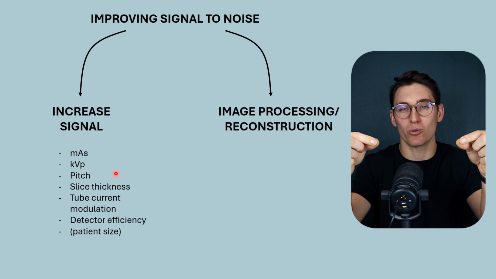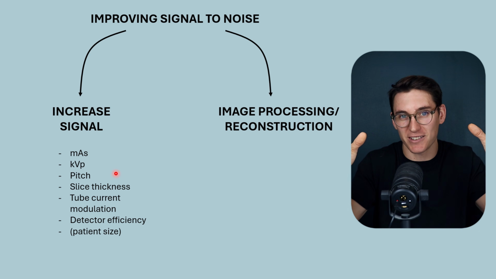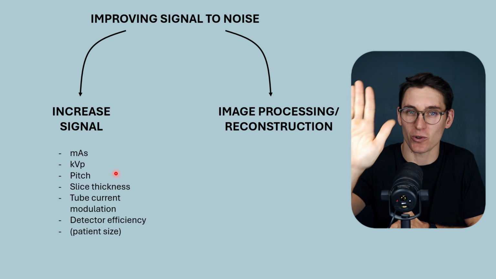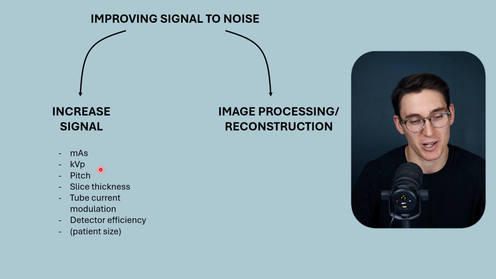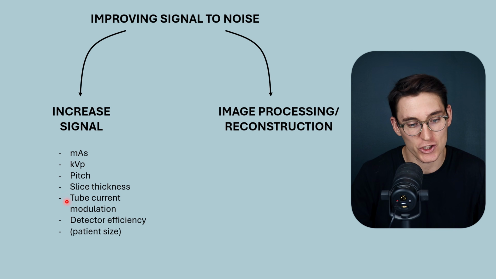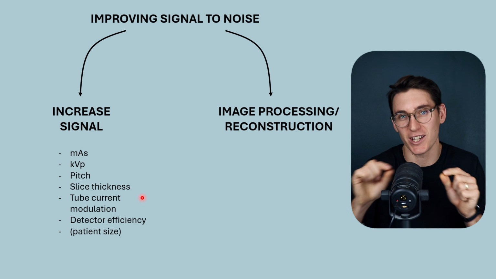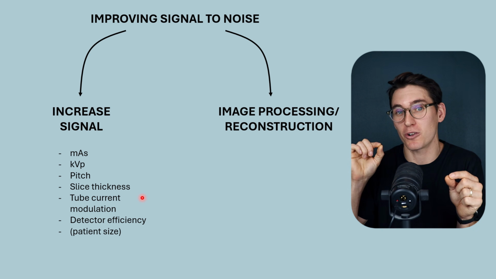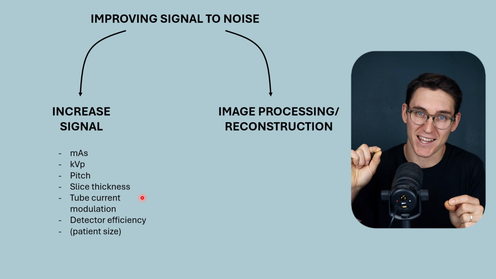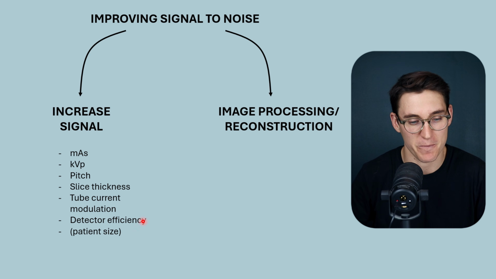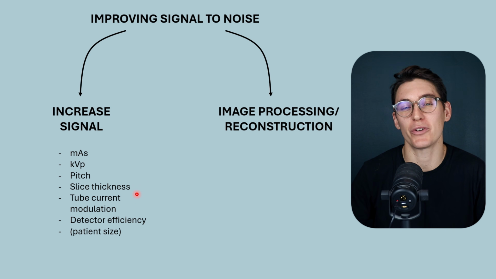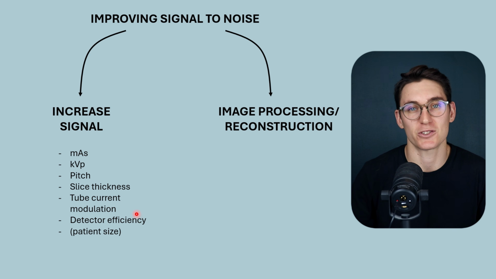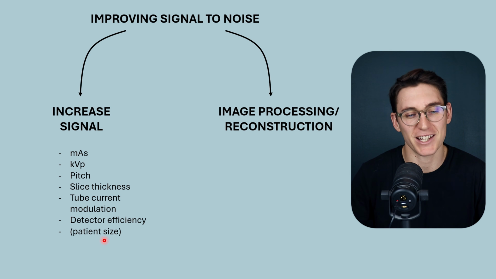If we take multiple rows of detectors, we've got more signal that we're going to bin together and create our specific slice or image that we're looking at. Our voxels essentially become bigger in the Z-axis. Tube current modulation allows us to increase the tube current when we've got thicker regions of anatomy and when we've got more dense regions of anatomy. Again, improving signal that's reaching the detector. Making our detectors more efficient, reducing the amount of electronic noise that we have is going to improve our signal to noise ratio. And I've put in brackets patient size.